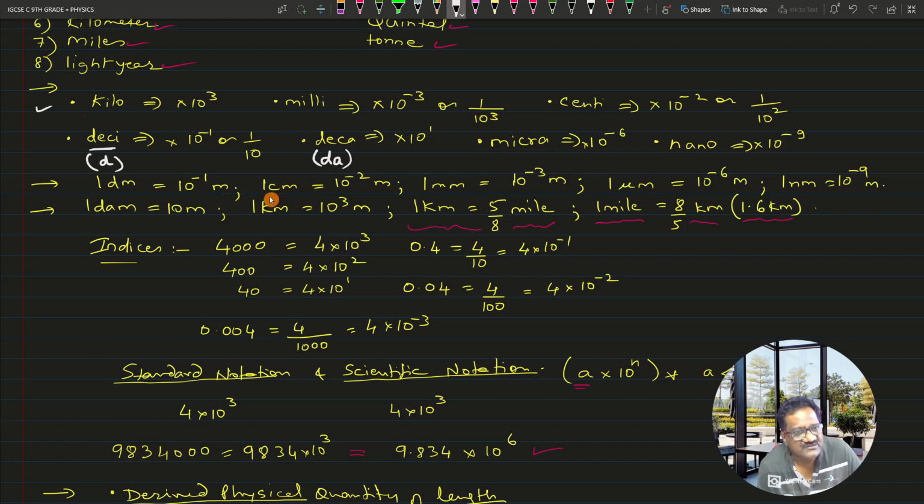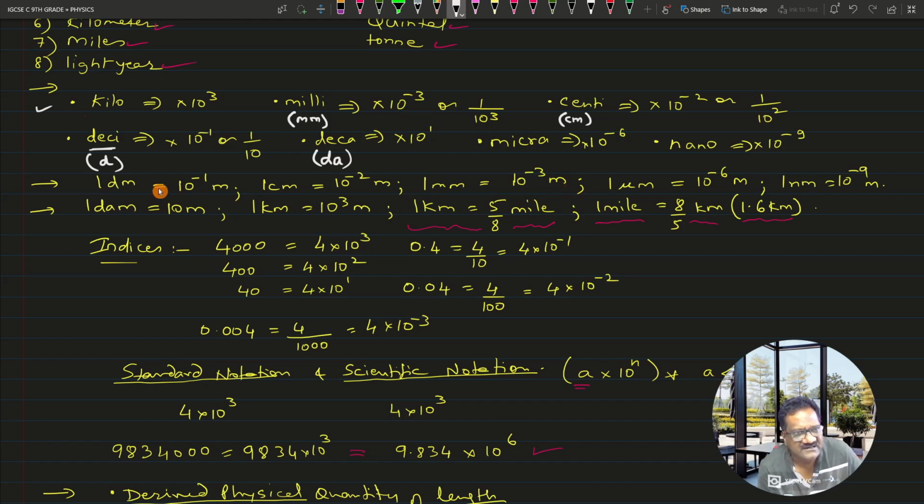Now coming to centimeter, 1 centimeter. The symbol is cm, and centi is used for 10 raised to minus 2. So 1 centimeter will be 10 raised to minus 2 meters. Similarly, 1 millimeter: the symbol is mm. So 1 millimeter is equal to 10 raised to minus 3 meter.